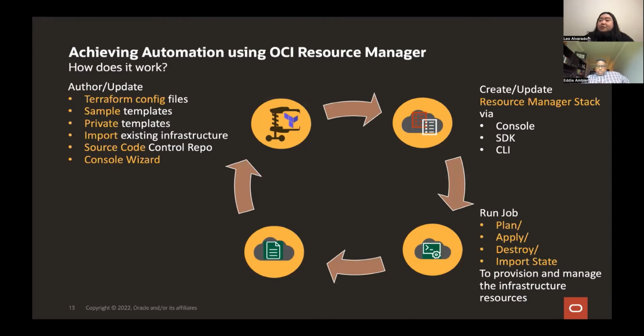Once you have created your stack successfully, you can run a job to create and deploy the resources in your tenancy. A job is defined as a Terraform action that runs on your Terraform configuration. In OCI Resource Manager, you can also do your Terraform plan, which is to review the infrastructure. It will generate an execution plan of the different resources that will be provisioned. And you can also run a Terraform apply, which is the actual provisioning and deployment of the resources defined in your config.